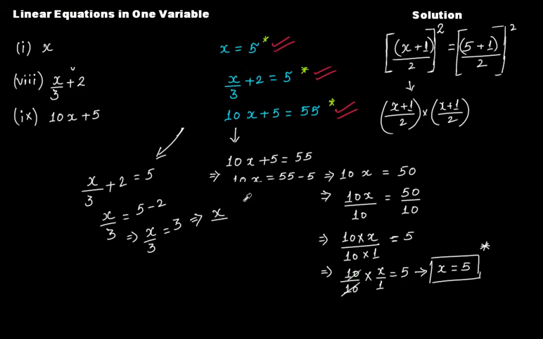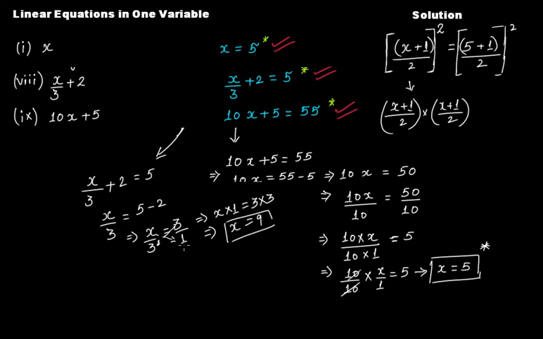Sorry. Now you can apply the cross product, like this is 3 over 1. So if you apply cross product, this gets multiplied with this one. So x times 1 is equal to this multiplication with 3, 3 times 3. So you get x is equal to 9.